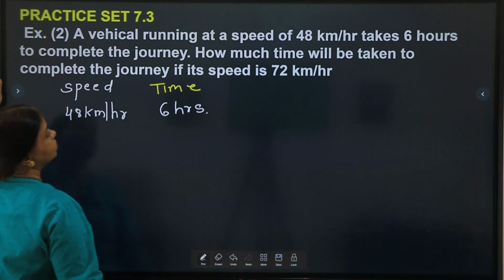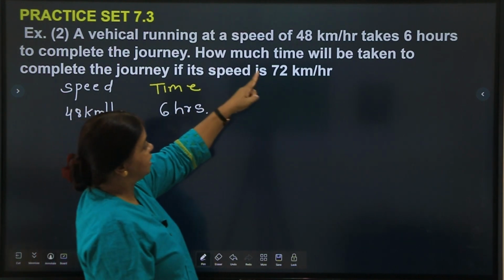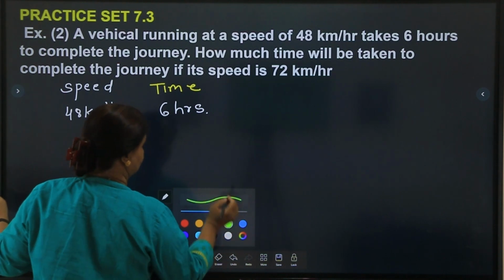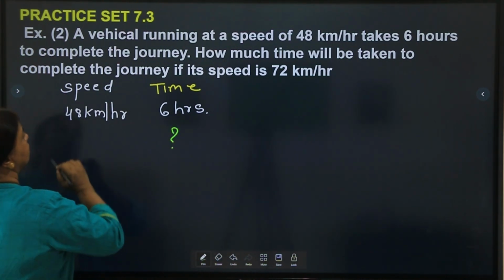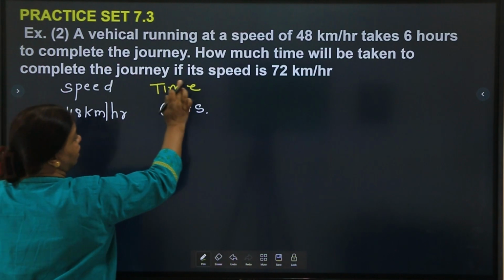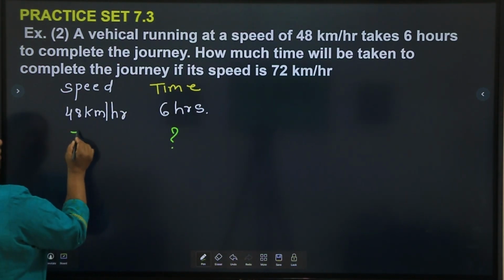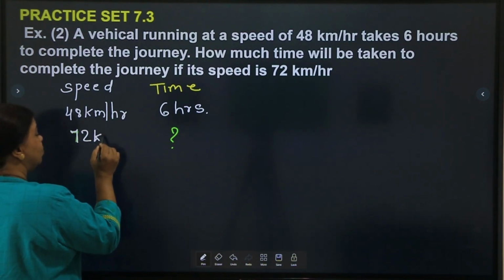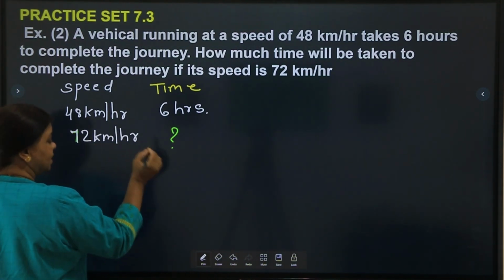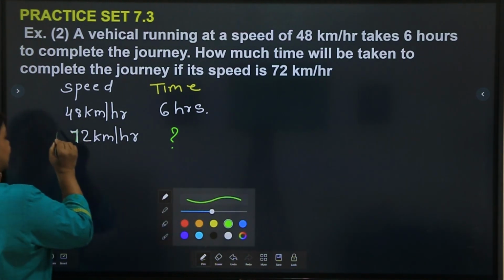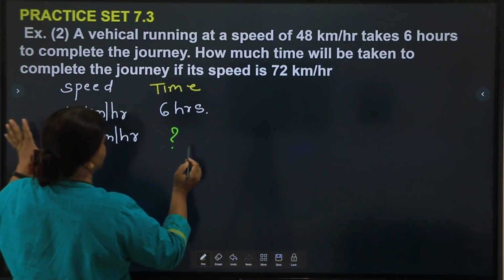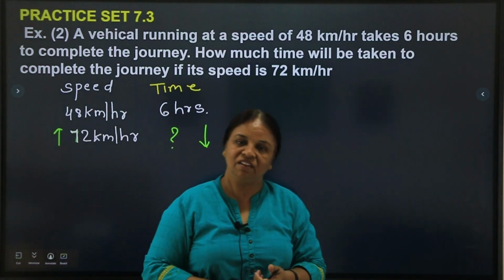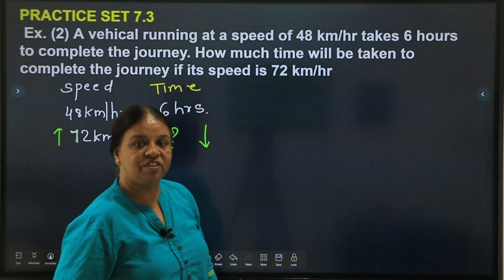Clear? How much time will it take to complete the journey if its speed is 72 km per hour? Now the speed is 72 km per hour. That means this quantity has increased. So this will decrease. Naturally, if the vehicle is moving with greater speed, the time taken by the vehicle will be less. So which kind of variation is there?